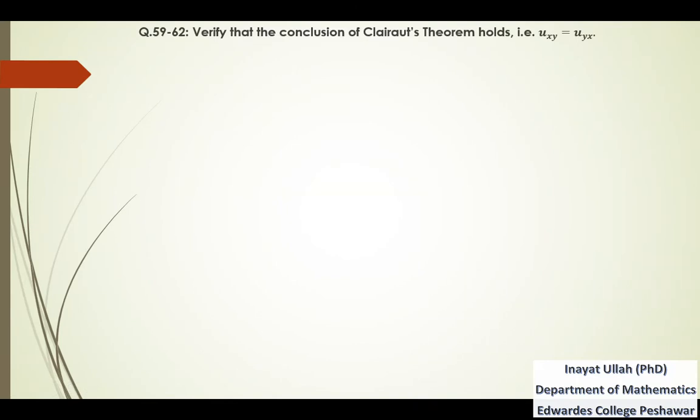Problems 59 to 62. Now we are considering question number 61. Function u is given to be cos(x²y). First of all, we need to find u_x. So u_x means the derivative of this function with respect to x.